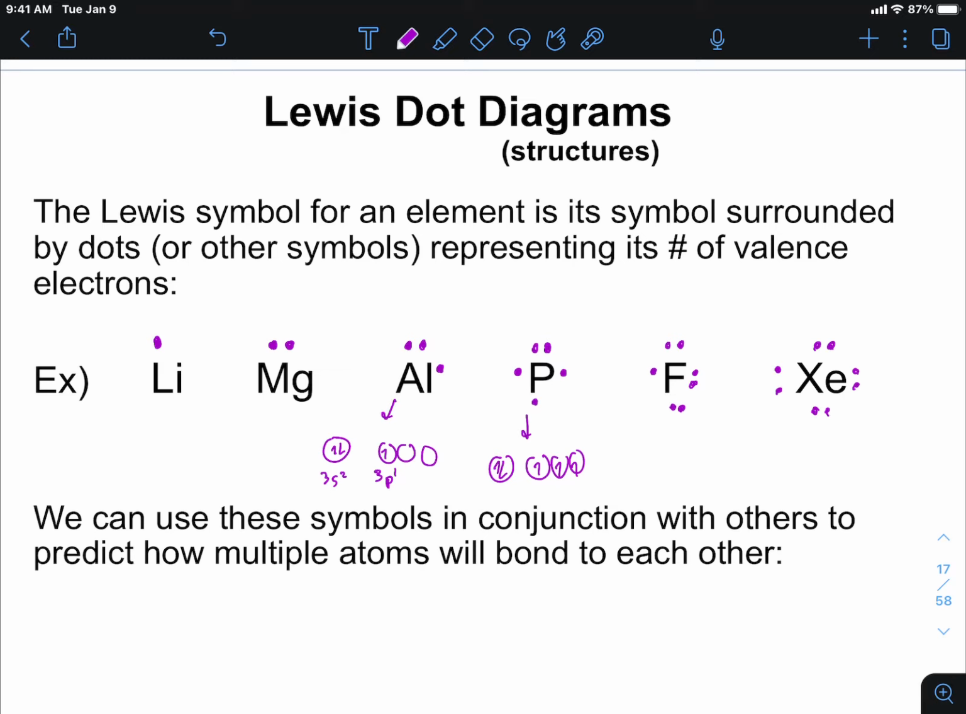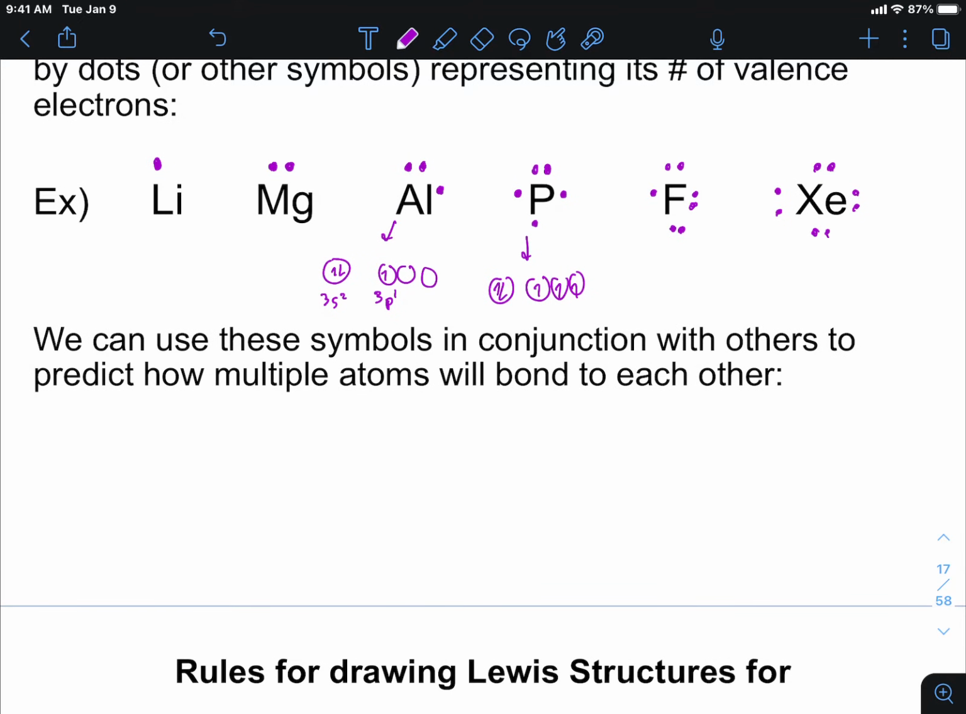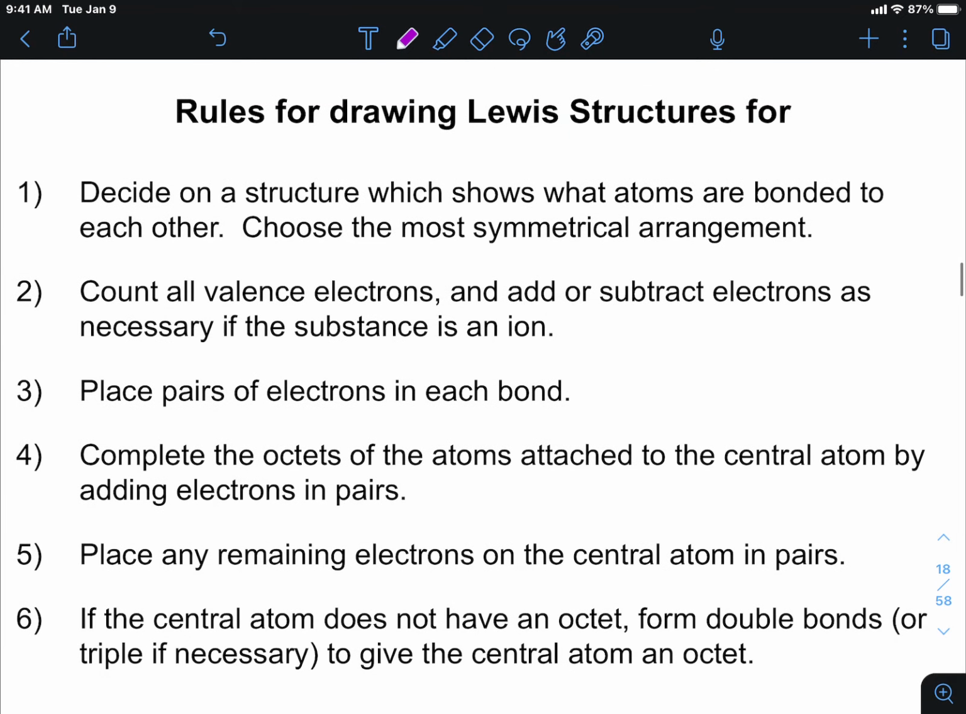Okay, now again, Lewis diagrams are based on the octet rule. As you can see, we're only paying attention to the valence electrons. And that'll come up again later. Okay, so that's for single elements. That's fine, but Lewis diagrams are not useful for single elements. They're useful for when the elements are bonded to each other. So there's a series of rules. I'm not going to just read them right now. I'm actually going to read them to you as I go through and do the samples.